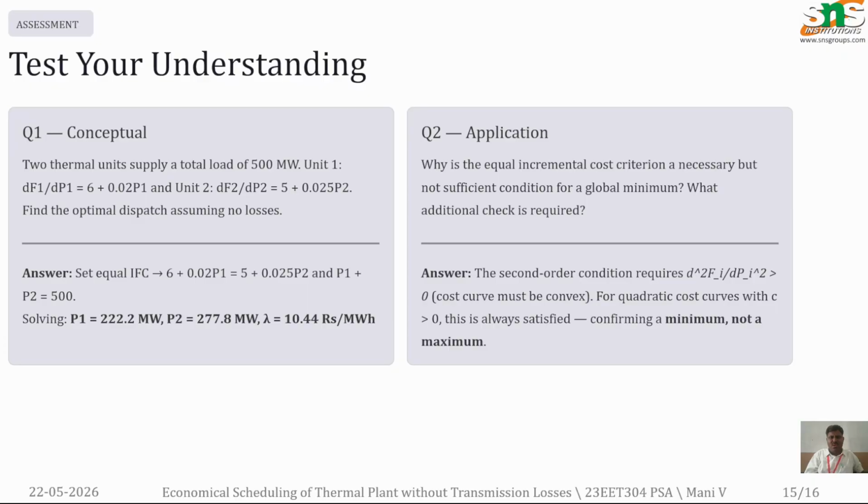Why is the equal incremental cost criterion a necessary but not sufficient condition for a global minimum? What additional check is required?